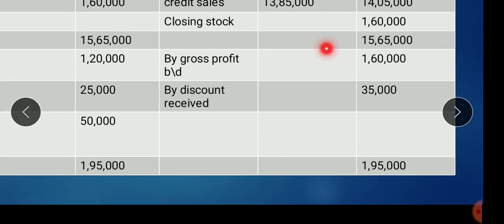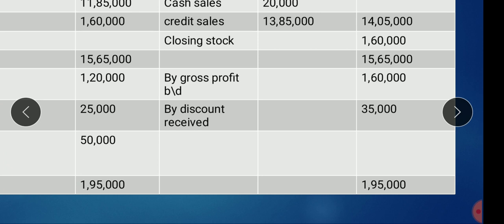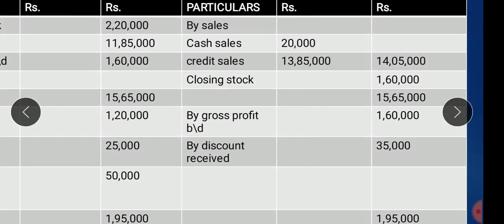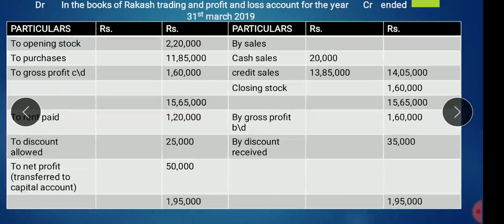Profit and loss account means all the expenses and nominal accounts will be shown in the profit and loss account. All the received items will appear on the credit side of the profit and loss account, and payment items will appear on the debit side. So debit side: to rent paid 1,20,000, to discount allowed 25,000. Then credit side: by gross profit 1,60,000, by discount received 35,000. So both sides are entered.